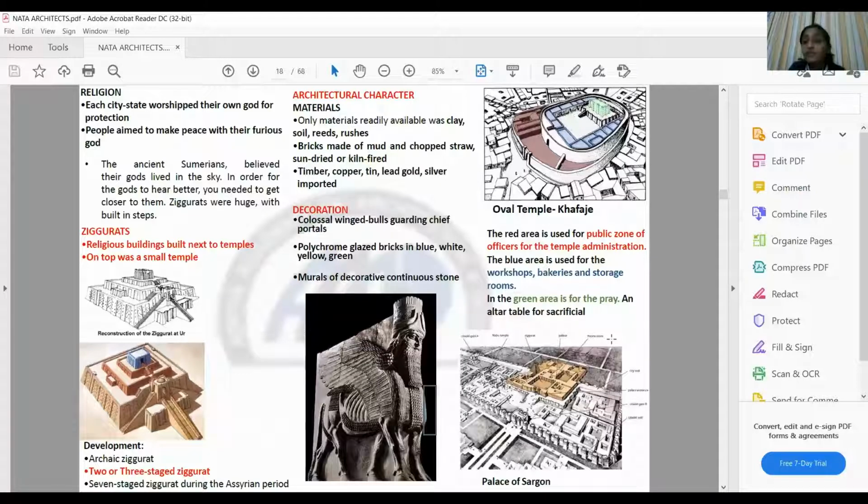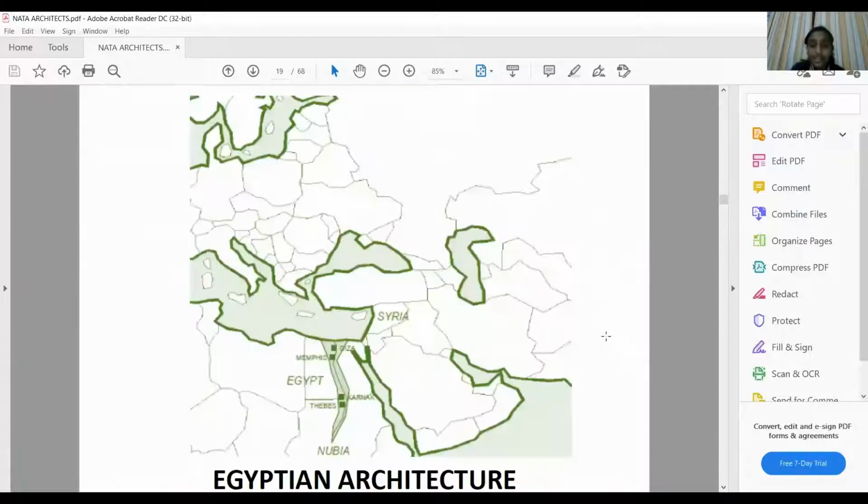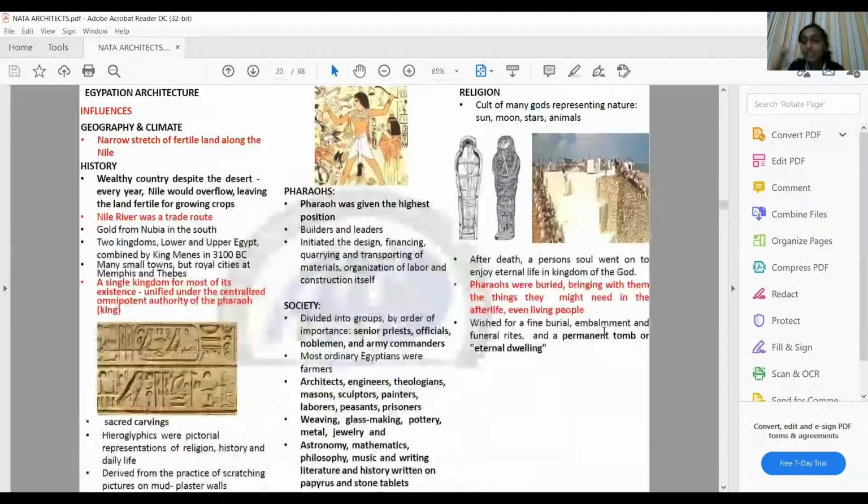So one of the examples you need to remember is the Palace of Sargon. And then coming on to the very interesting topic, that is the Egyptian architecture. I'm sure the word Egyptian itself takes you to the Mummy trilogy series. You can imagine how the pyramids were located in the desert scenario, and then you have these pharaohs. These are the images, the mental image, right, that you have when you remember or talk about Egyptian architecture.